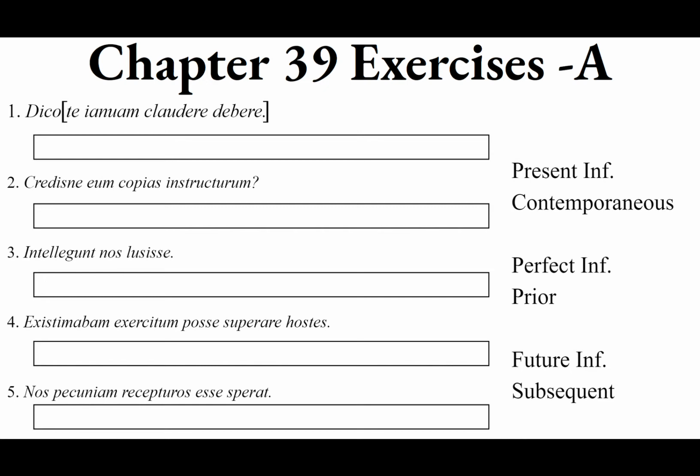Credisne eum copias instructurum? So we have an interrogative, a question introduced by a word ending in the enclitic ne. This is a question which can be answered by either a neutral yes or no. We're not trying to influence the answer at all. So credisne, from credo, credere, credidi, creditus, which takes the dative, to believe or trust in. It can also take an indirect statement. I believe that. And what do I believe? Well, a whole big long clause, a substantive, a noun clause.